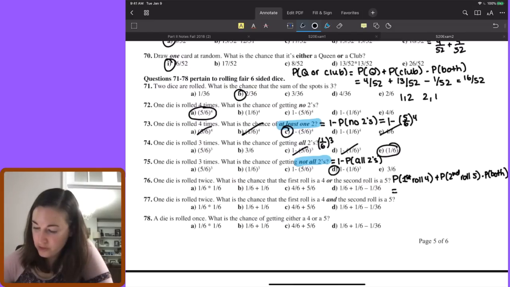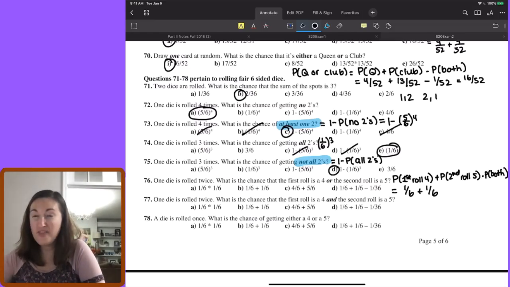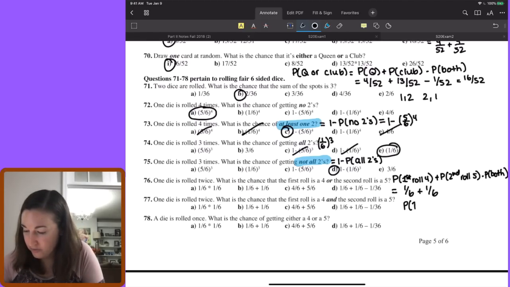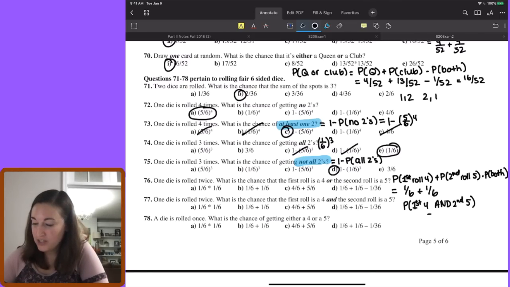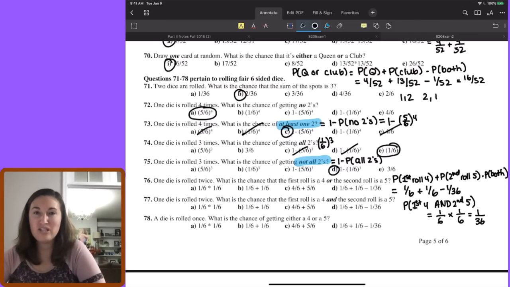So the chance that the first roll is a 4 is 1 out of 6, right? Chance that the second roll is a 5 is 1 out of 6. And then for both, the question is, what does that actually mean? So both means the probability that the first roll is a 4 and the second roll is a 5. So for "and," we just multiply. So the chance the first roll is a 4 is 1/6, and means to multiply, chance that the second roll is a 5 is 1/6. So this is 1 out of 36. So I do have to subtract the 1 out of 36.